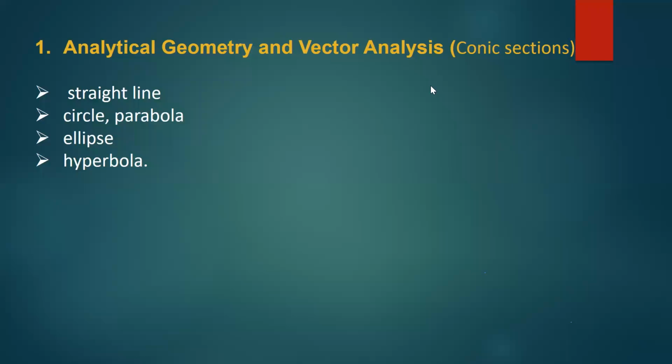So we're going to start with analytical geometry and vector analysis. Under analytical geometry, we're going to look at the straight line. From there, we'll look at the circle, parabola, the ellipse, hyperbola, and we look at some examples.